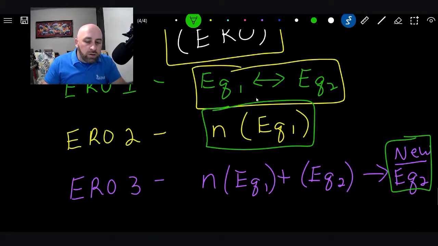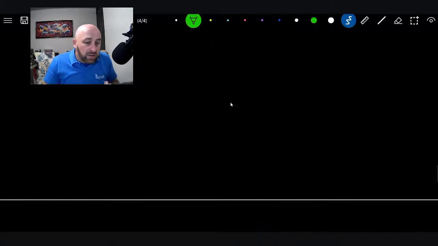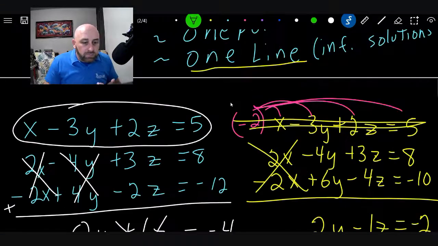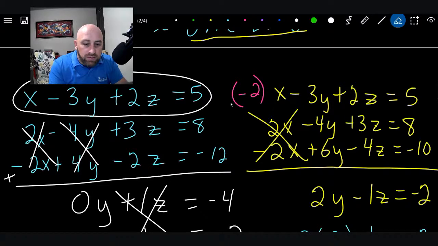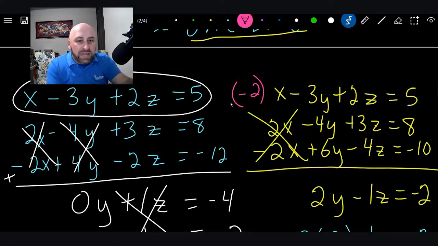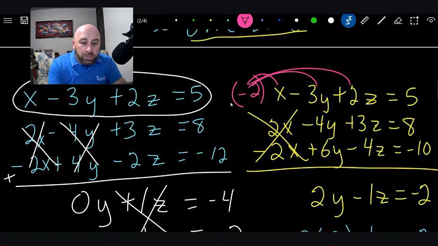Mr. Steve, you're losing me. Okay, let me go show it to you, and I'm going to remind you that we already did this. So let's go back up here. When we did this, when we multiplied this, let me get rid of this right now real quick so you can see it. When I multiplied this by -2, that was an ERO2 right there. That was the second operation of the elementary row. I multiplied that -2 through there.